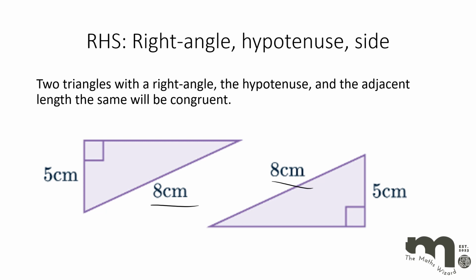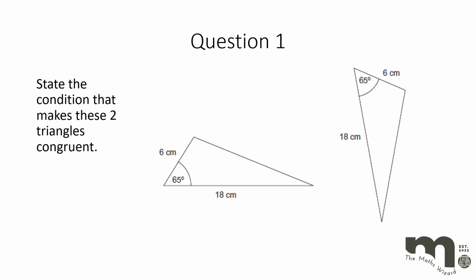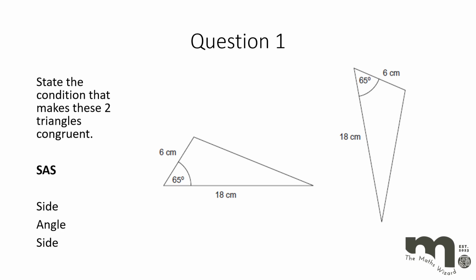So let's have a look at a couple of examples then. Question 1, these two triangles are definitely congruent. So all we want to know is, why are these two triangles congruent? Okay, and here is your reason then. SAS is the reason you're looking for. You can just write that in an exam in some cases, but it's side, angle, and side. So we've got the 18 centimeters and the 6 centimeters, and then we've got this angle of 65 degrees there. So that proves that these two triangles are congruent to each other.